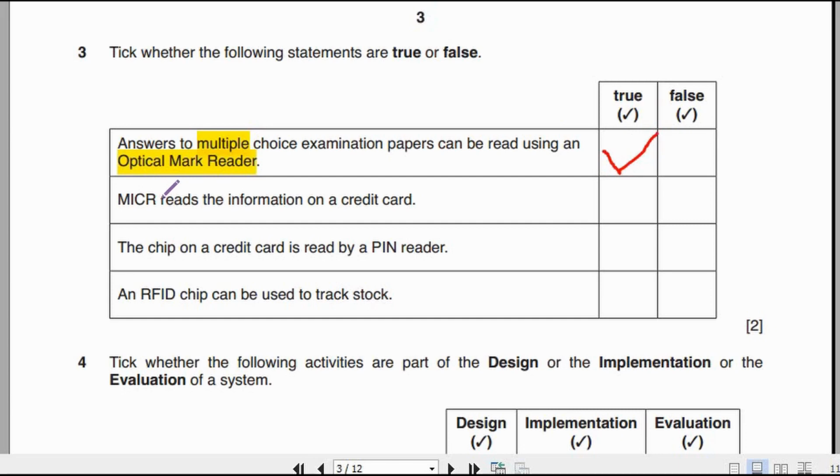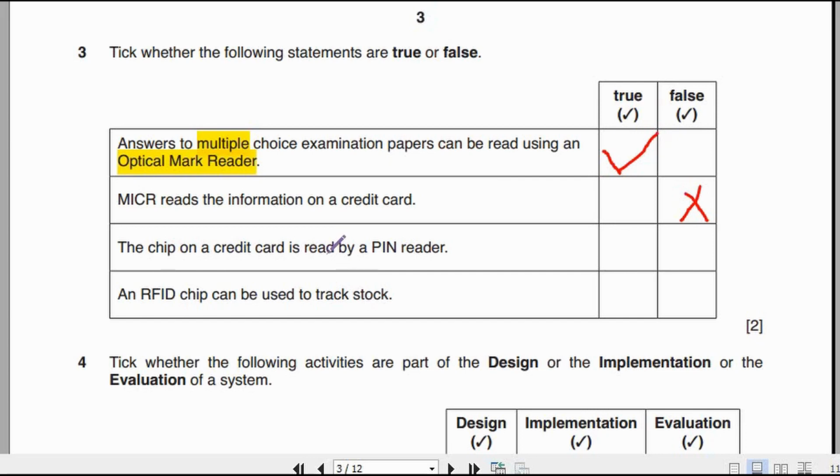MICR, magnetic ink character reader, is usually used in banks, and it is used to read the checks. Can it read the information on a credit card? No, it cannot read. For the credit card, we use 2 types of device: a pin reader or chip reader, and the second one is the magnetic stripe reader. So these are the 2 types of device we use for the card reader. MICR is used to read the checks, so that's why it's incorrect.